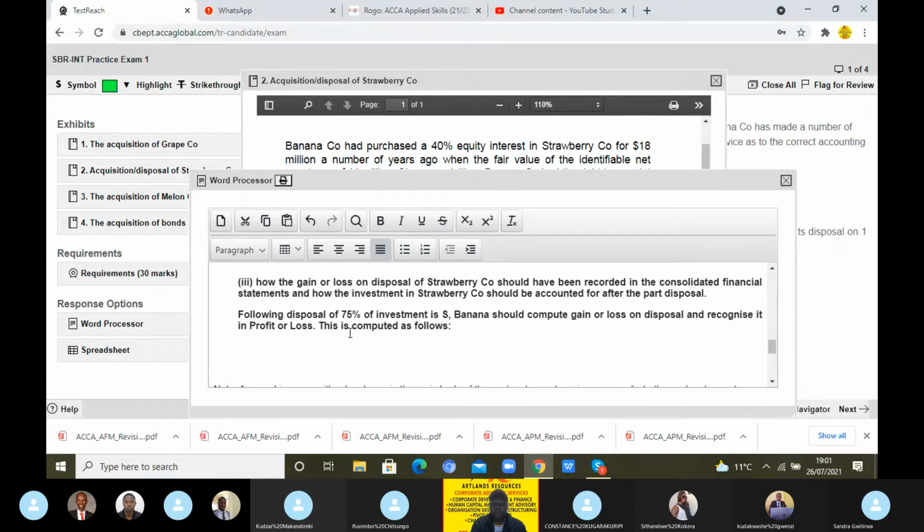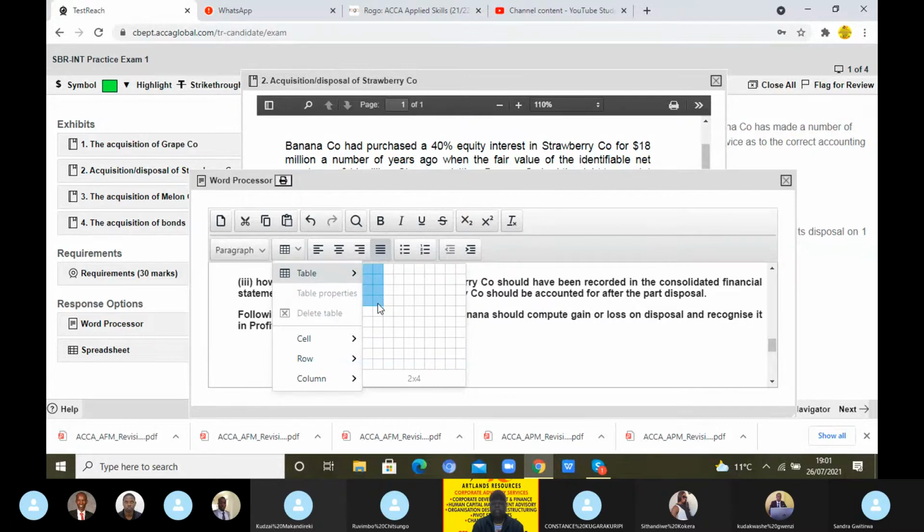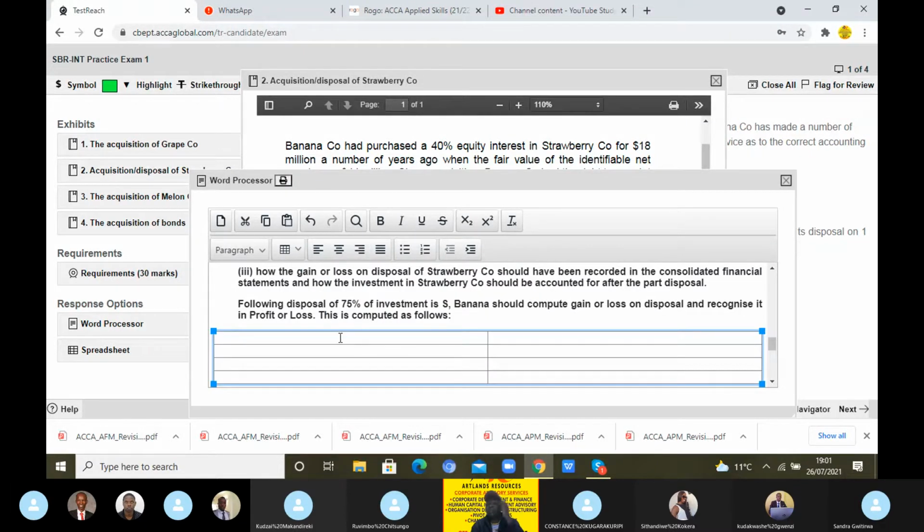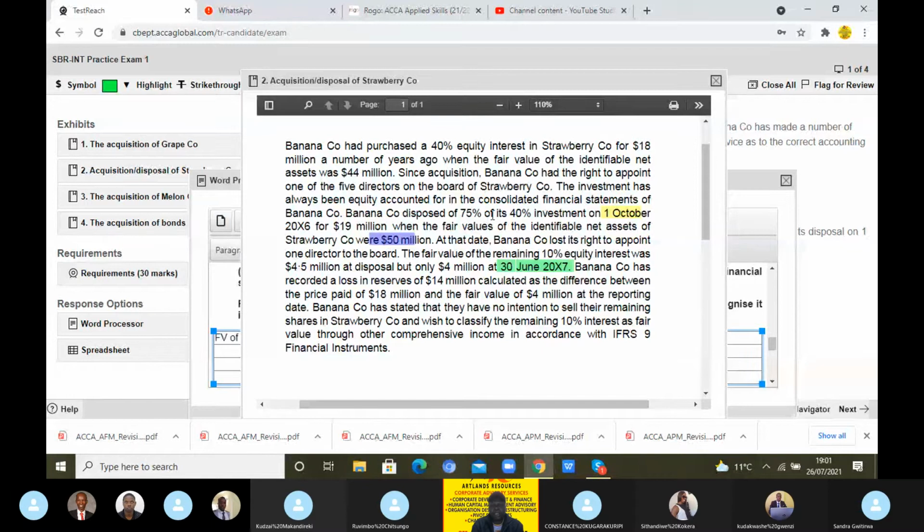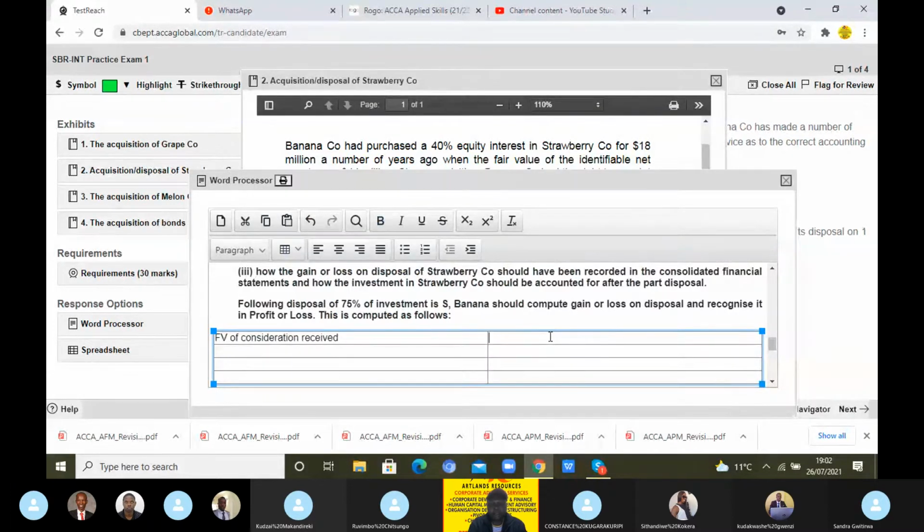Still remember how I told you we calculate gain or loss on disposal? This is about what I told you when we did the groups. I said when you're calculating gain or loss on disposal, you say fair value of consideration received. So it's a matter of checking how much we received when we disposed. They are saying it was disposed for 19 million. So we received 19 million, so you come here and put 19 million.